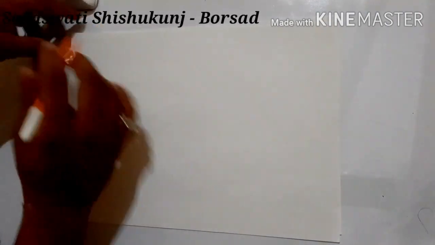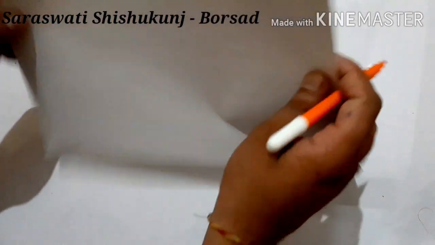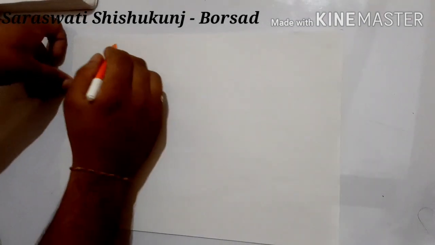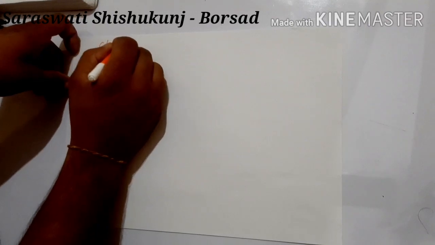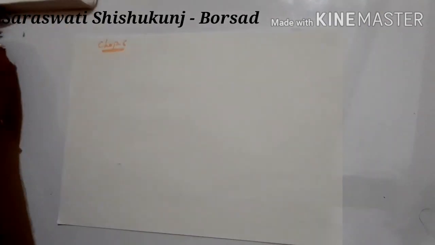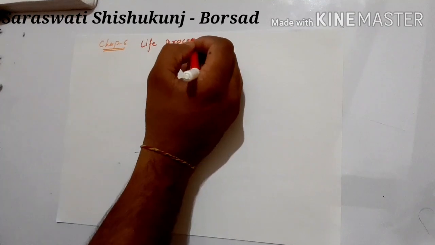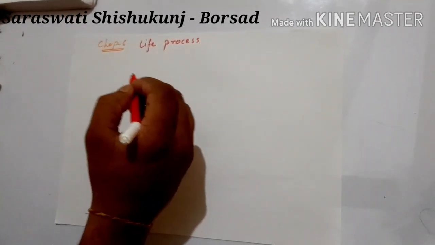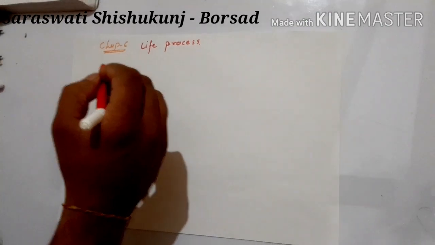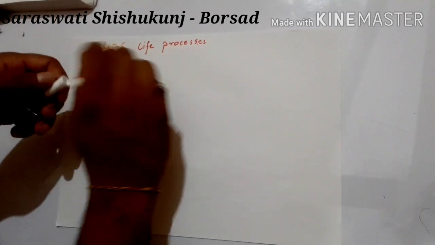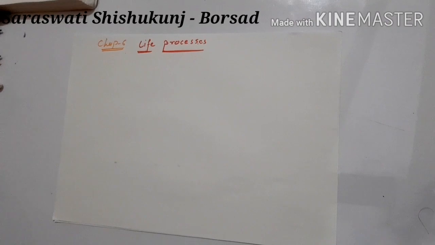Hello students, from today onwards we are going to start our new chapter, that is our chapter number 6. It is our life process, right? In this chapter we are going to understand about different types of life processes, right? What are life processes, what is the importance of life processes, and we are going to understand it.